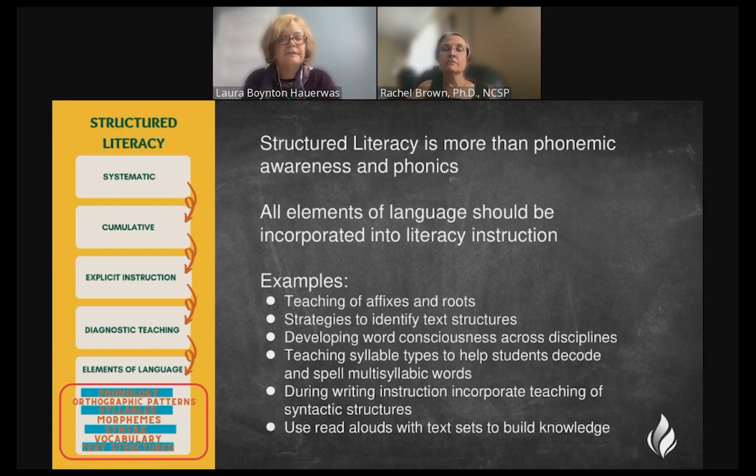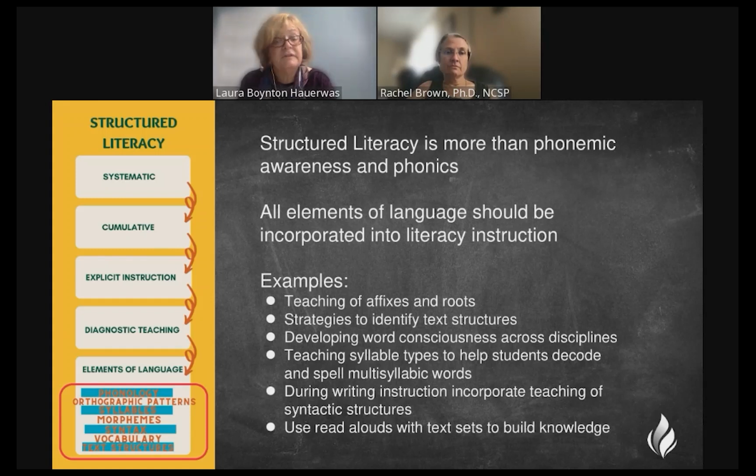So to summarize a little bit about structured literacy, it is more than phonemic awareness and phonics. Sometimes people think that's what we're talking about, but it really is all of the elements of language, and it should be incorporated into literacy instruction. Thinking about those upper strands in Scarborough's rope and the lower strands. For example, we're going to be teaching affixes and roots.